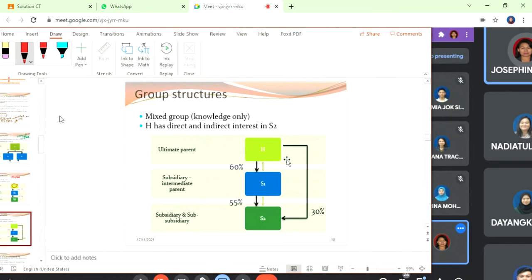There is another type. We call it the mixed group. Under the mixed group, we have the holding having a direct subsidiary, 60% controlling this one. S1 also has control or interest in S2. And the holding in this case has an indirect interest in S2. But the holding also has a direct investment in S2. So this is called the mixed group.